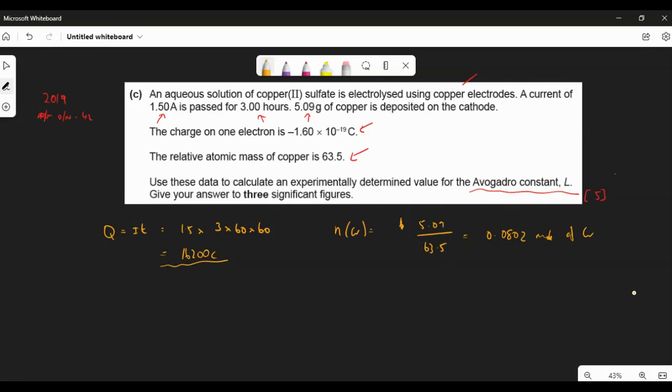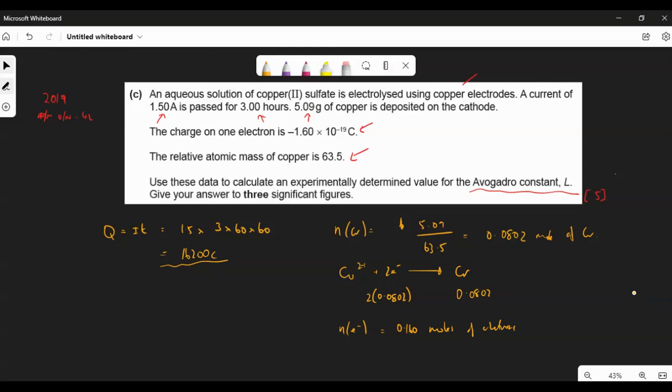Okay. Now, if you remember, copper 2 plus 2 electrons gives copper. So that must mean that the number of moles of copper deposited is 0.0802. So the number of moles of electrons that passed is 2 times that. Again, that will give you another mark. So we times that by 2. And therefore, the number of moles of electrons that passed must be 0.160 moles of electrons.